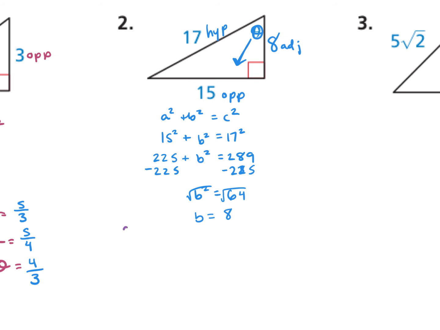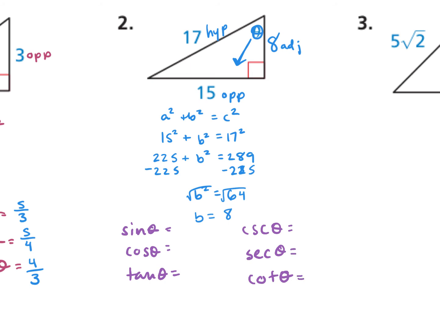So we have sine theta, cosine theta, tangent theta, and then their reciprocals, so cosecant theta, secant theta, and cotangent theta. So sine is what over what? Opposite over hypotenuse. So what's our opposite? 15. And what's our hypotenuse? 17.